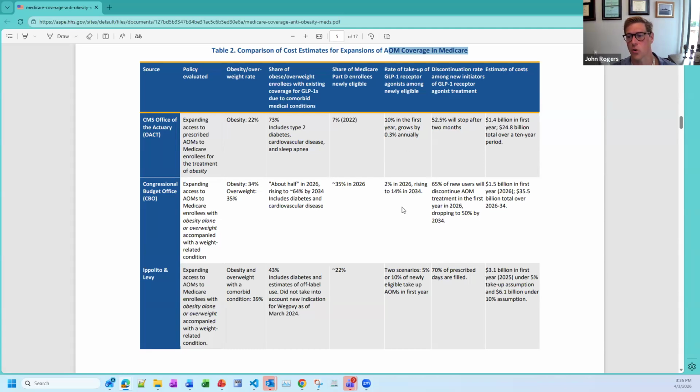We're above the CBO numbers. We're above the OACT numbers. And then this third one, they had 5% and 10% as the uptake rate, and we're above those ones. So I think we're a little higher than all three of these, which hopefully would satisfy some of the comments around the oral version, hopefully.